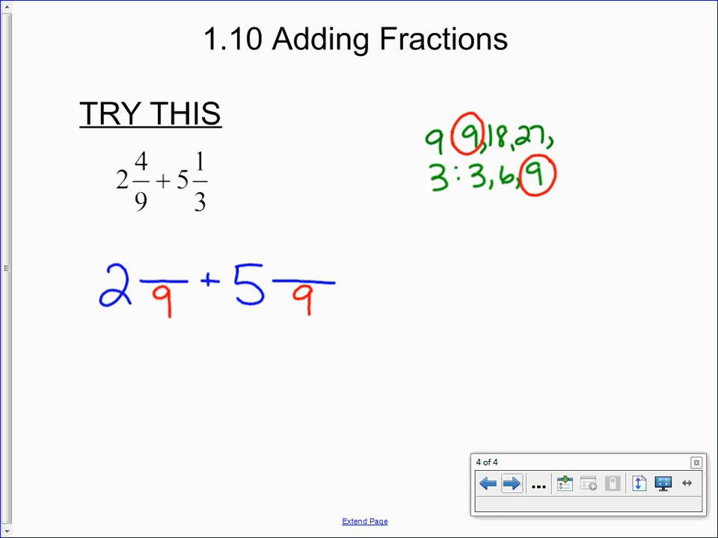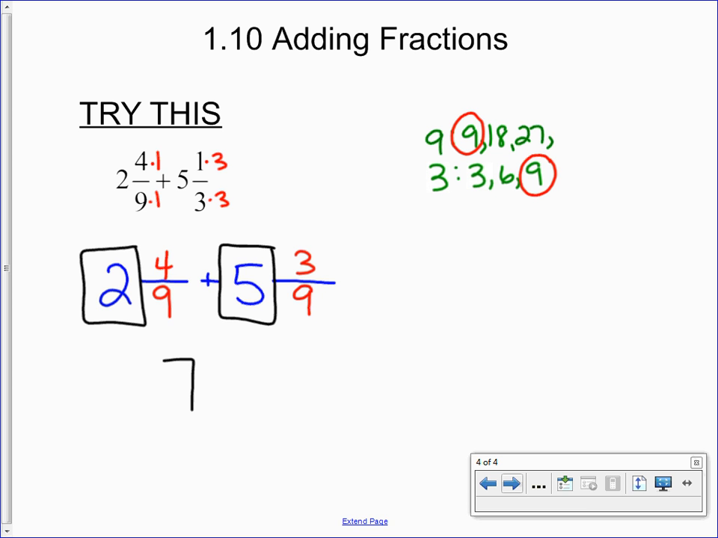So if we look at making equivalent fractions, this 9 we multiply by 1 to get 9. So on the top, 4 times 1 is 4. In the second fraction, we multiply the 3 by 3 to get 9. So we multiply our numerator, which is 1 times 3, to get 3/9. So now we look at our whole parts. We have a 2 plus a 5, which is 7. And then when we look at our fractional parts, we have 4/9 plus 3/9, which is 7/9.